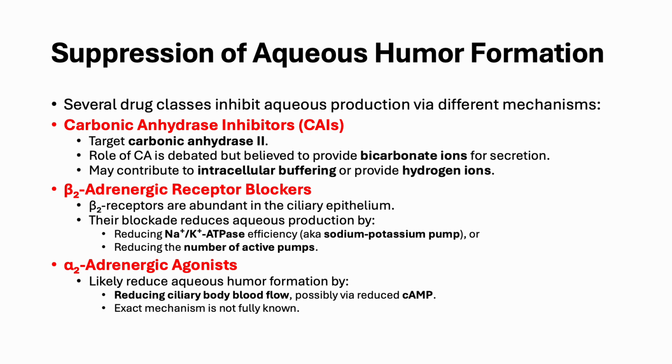Next, we have beta-2 adrenergic receptor blockers. These block beta-2 receptors, which are highly expressed in the ciliary epithelium. By blocking these receptors, the medications reduce aqueous production by two main mechanisms: decreasing the efficiency of the sodium-potassium ATPase pump, and reducing the number of active pumps involved in secretion.